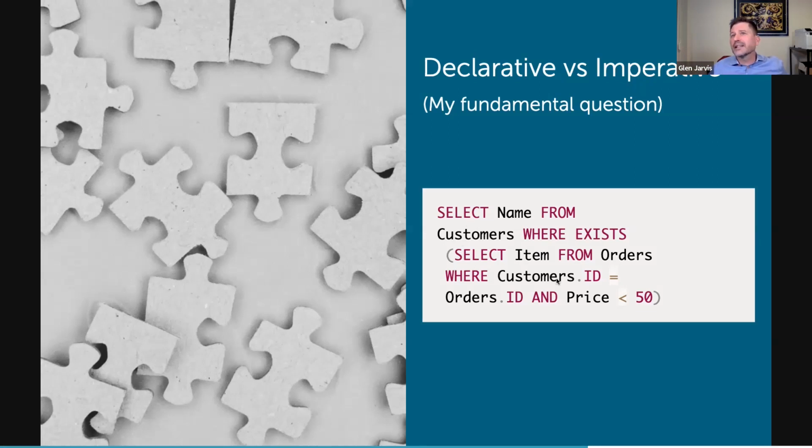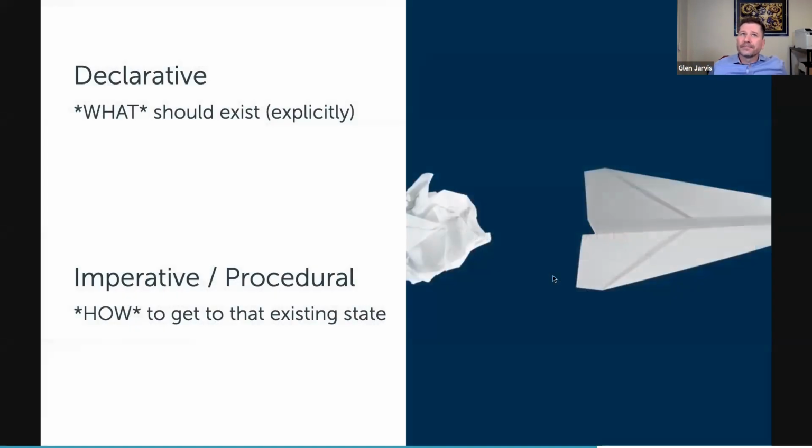Select feels like a verb, but it is. Everything is declared. You aren't making choices how this selection is being made. An optimizer in the engine is doing that. You're just saying what you want and somebody else is choosing how. Declarative is what should exist. Imperative is how to get it.